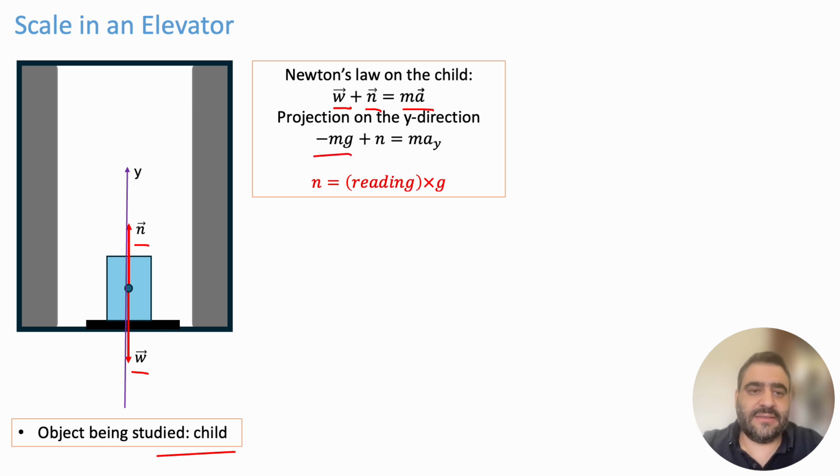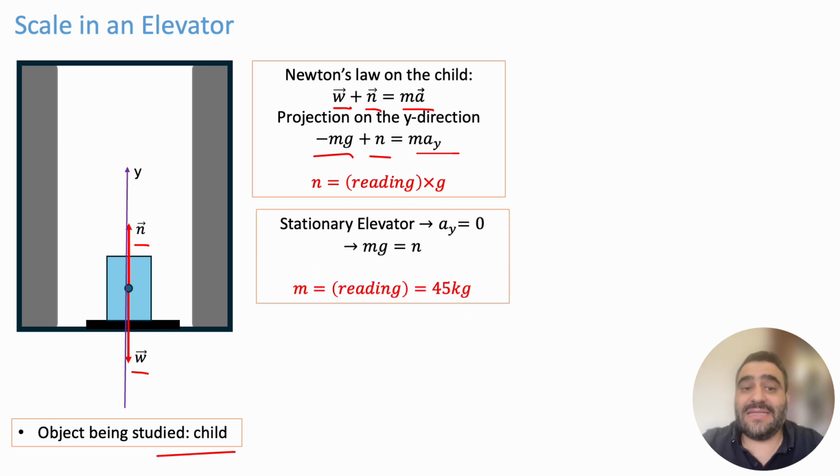Weight is downward, so it's negative, it's minus mg, plus n equal to may. We also remember that the normal reaction is equal to the reading of the scale times g. So in the first situation where the elevator was stationary, we know that the acceleration is 0. We are stationary. There is no acceleration, neither up nor down nor any kind of motion. So when we replace that back in the projection of Newton's law, we get mg equal to n.